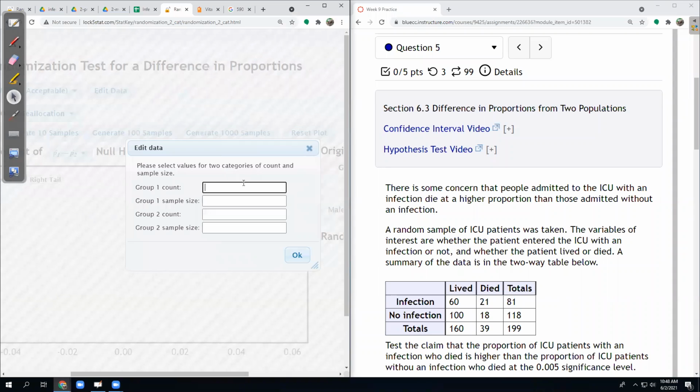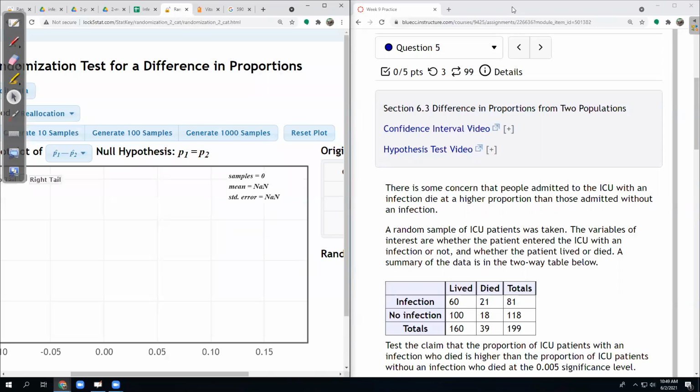All right, so count 1. So the first group is the infected group, and 21 out of 81 died. So count 1 is 21, sample size 1 is 81. The second group was the non-infection, so the count there of people who died was 18, and the total that had no infection was 118. Okay. All right, so I'm done with this for now.